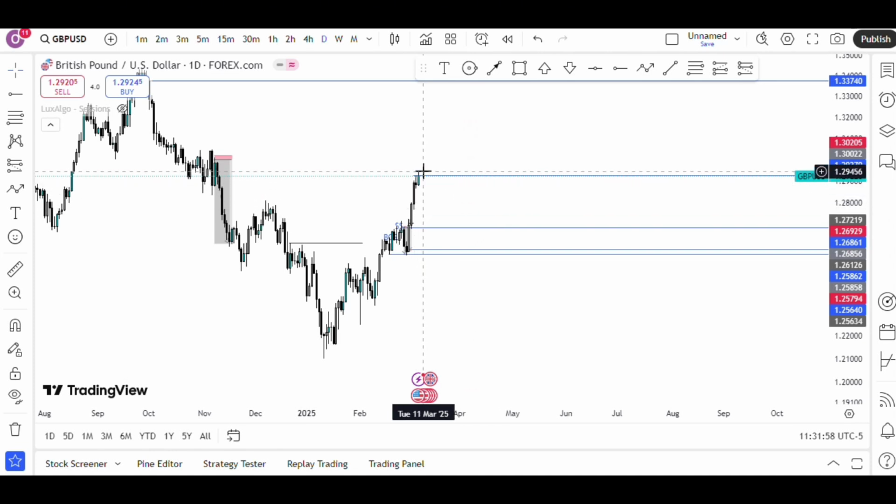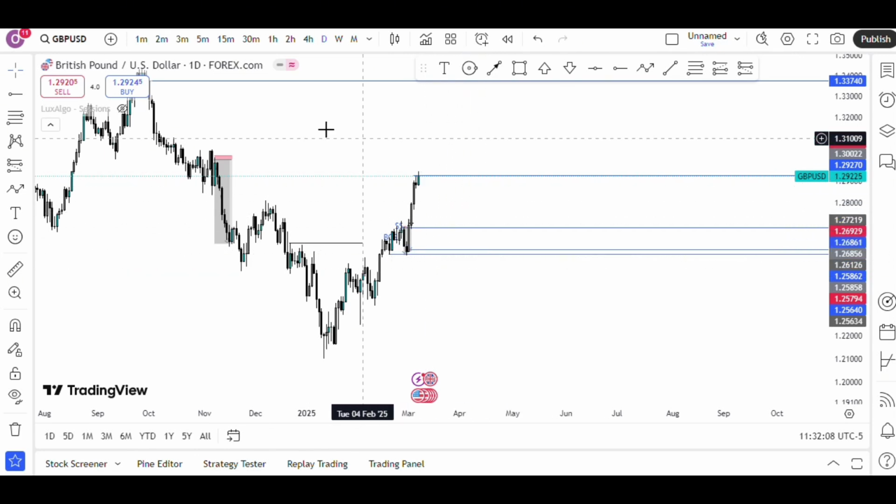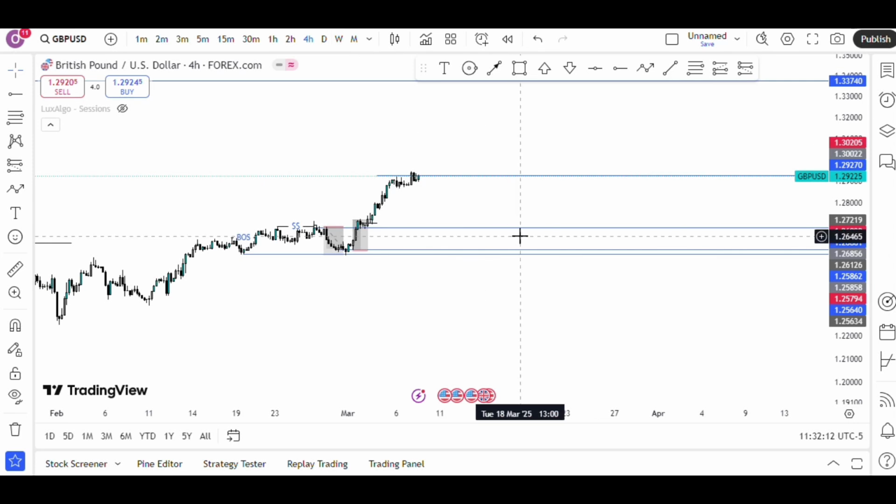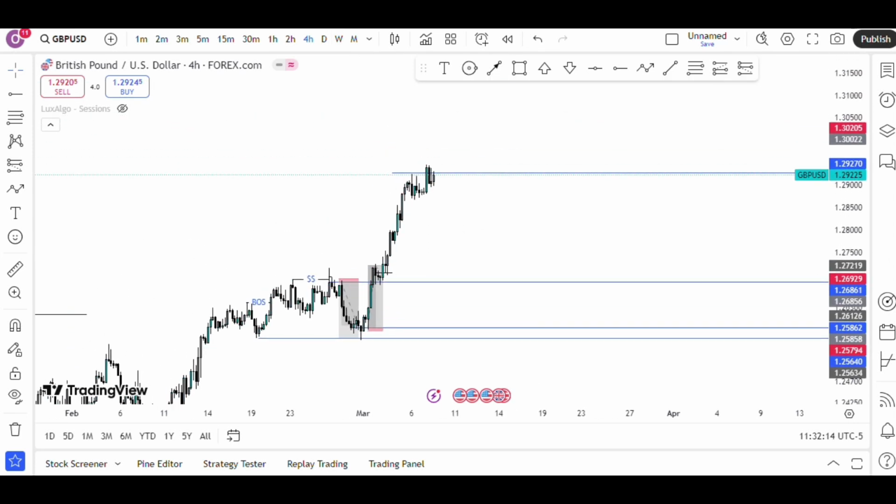If the market closes above this range, we are going to be looking out for buys. If the market closes below this range, it means we're going to be selling down to these blue lines right here. Just as simple as that. So if you come down to the 4-hour time frame, you can see what it looks like exactly right there.